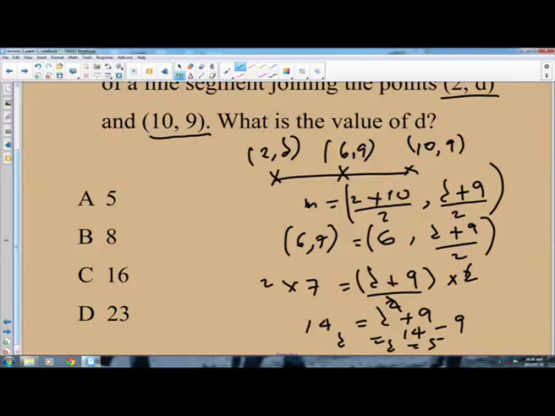So d will be equal to 5. Go to the solutions there. You have A as 5, B 8, C 16, and D 23. Upon working this out, we found that our d is equal to 5. So this simply means our answer should be 5. In this case, it's A. So you circle A.